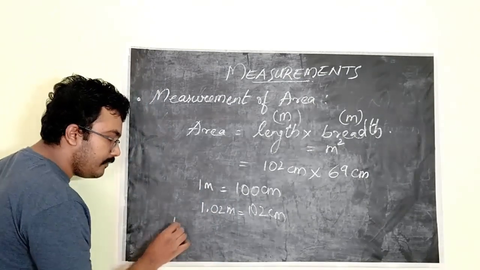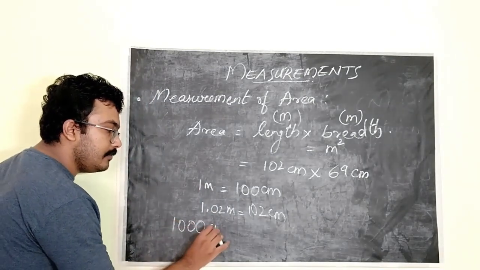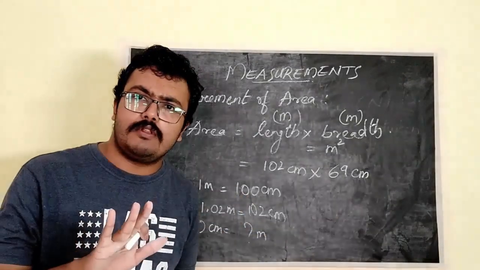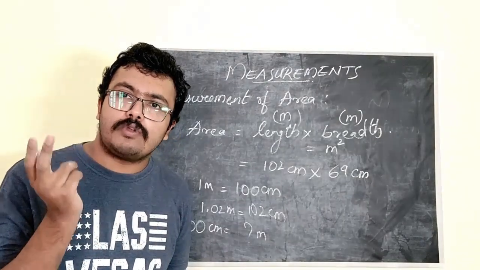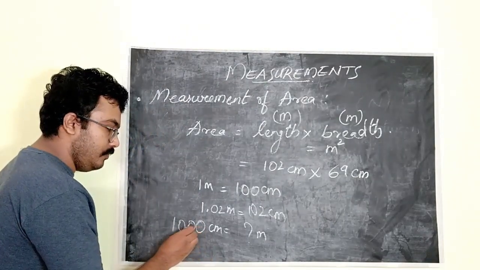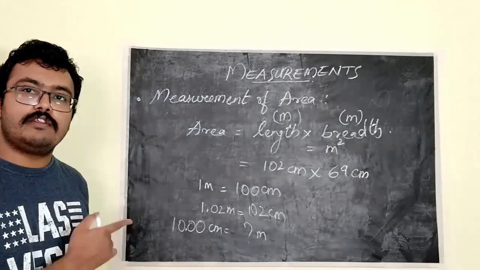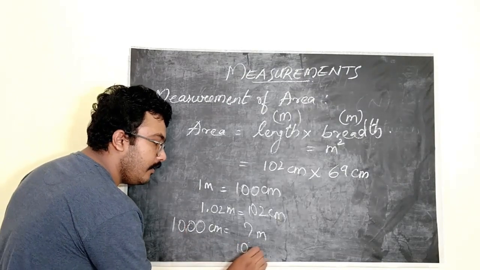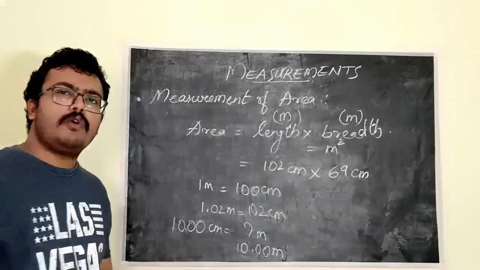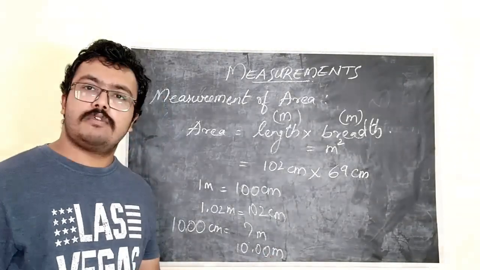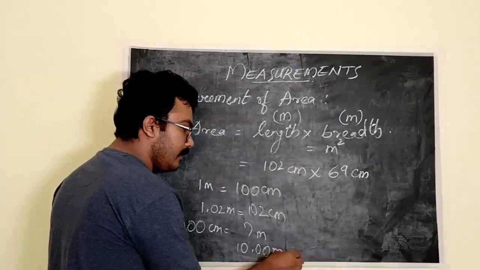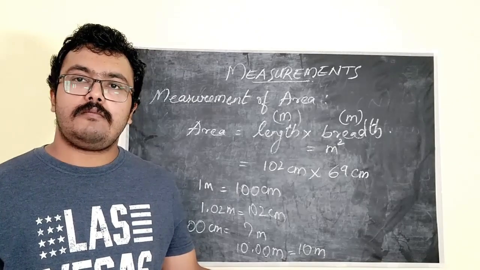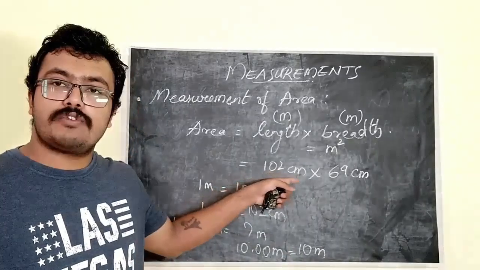For example, if you have 1000 centimeter, how many meters is it? This is a question. Very simple. Before the point, there should be two numbers. 1, 2, point. So it is not here, here. 10.00 meter. Now it is not necessary that you have to put two zeros. Alright, you can just write it as 10 meter, not a problem. Even this is also the same thing. That's it.